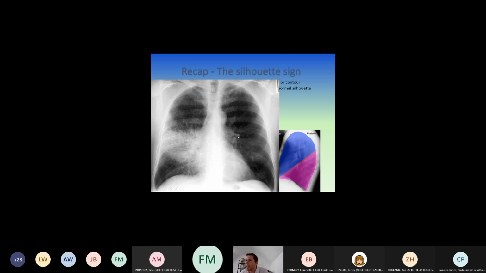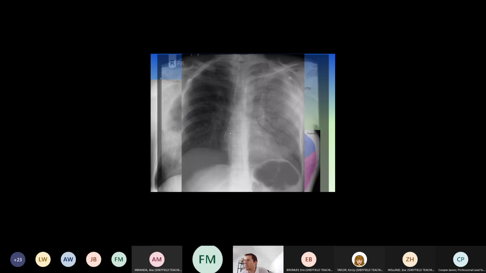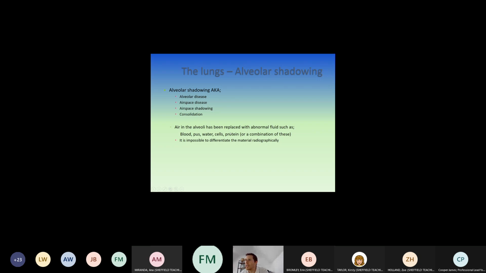So we've already talked about that, and we've looked at these examples, so I'll skip past that. So the point to take from today: alveolar shadowing is exactly the same as alveolar disease, airspace shadowing, and consolidation. They're all the same thing. Essentially, what consolidation is, it's something within the alveoli that's not air. We can't say on a chest X-ray what that is within the alveoli, because all it is to me is a white density that's replaced air within the alveoli.